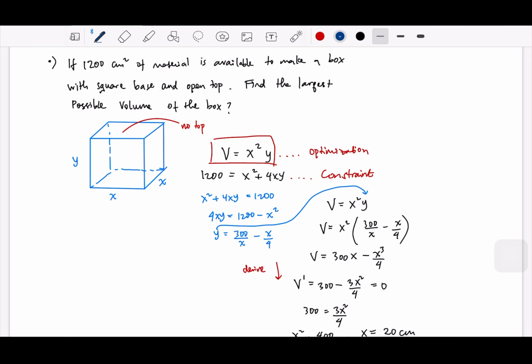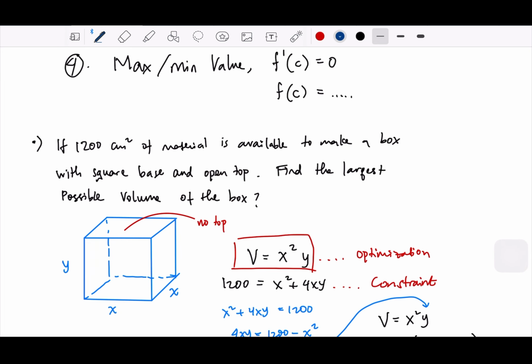Okay? So it depends on the question whether it's finding the x or f of x. Maybe it's asking which x has the maximum or minimum value, or maybe it's asking directly for the maximum or minimum value. Then you just input x into the function and you get the result. Okay? Now, based on this, the question has already found the largest.